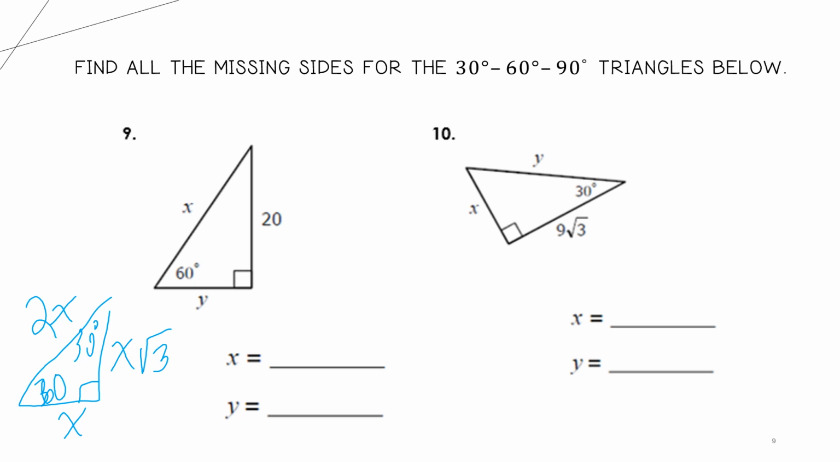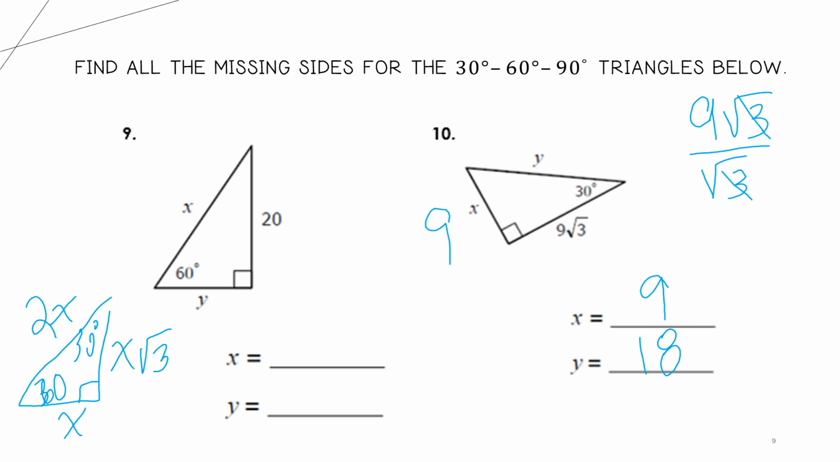If you have the short leg, you multiply by the square root of 3 to get the longer leg. So if they give you the longer leg, you're going to divide by the square root of 3. And what's nice about this one is those root 3's cancel, and that just leaves you with 9 for x. And then to find the hypotenuse, you double that short leg, so y is 18.